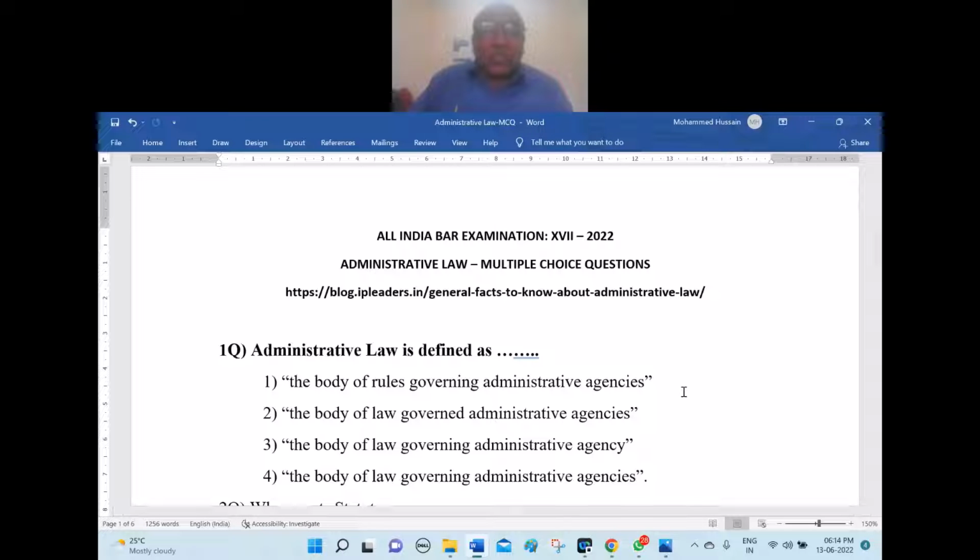I quote, the body of rule governing the administrative agency, I unquote. Second option, I quote, the body of law governed administrative agency, I unquote. Third, I quote, the body of law governing administrative agency, I unquote. Fourth, I quote, the body of law governing administrative agency, I unquote.